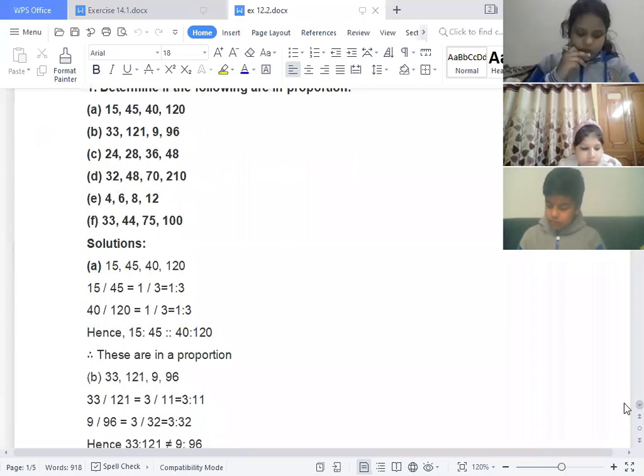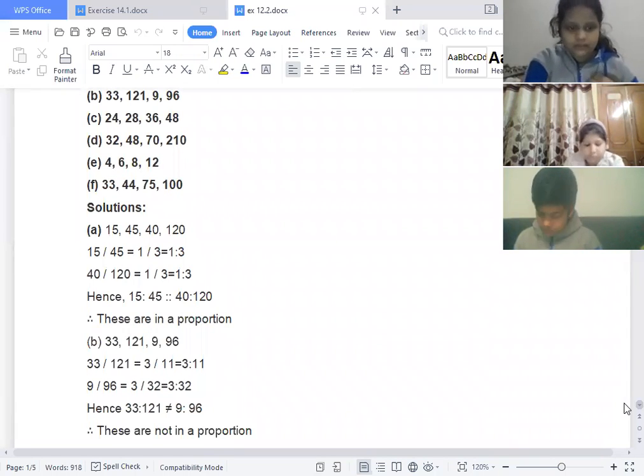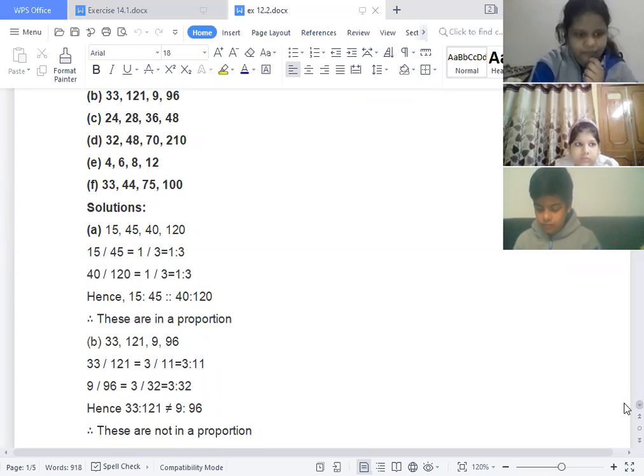So, ma'am, these are not in proportion, means they are not equal. Both left hand side and right hand side are not equal. That means A ratio B is not equivalent to, not proportionate to C and D. That's why you will be putting a not equal to sign in between. If they are not equal, you will be putting a not equal to sign over there and write it down. Therefore, these are not in proportion.